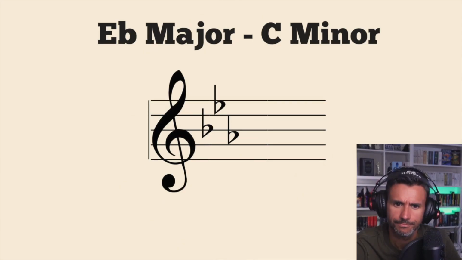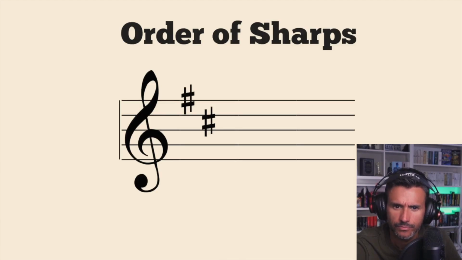Sharps appear in key signatures in a specific order: F sharp, C sharp, G sharp, D sharp, A sharp, E sharp, and B sharp.